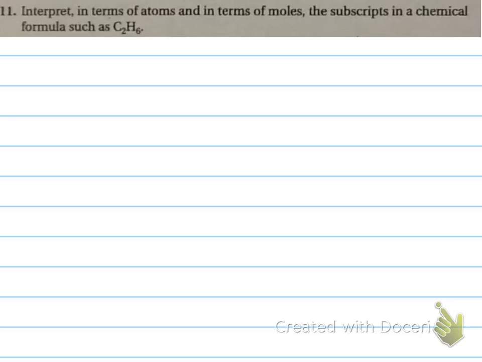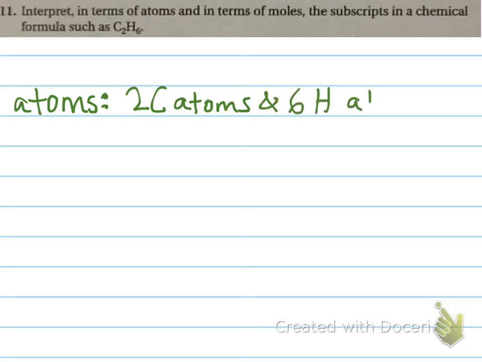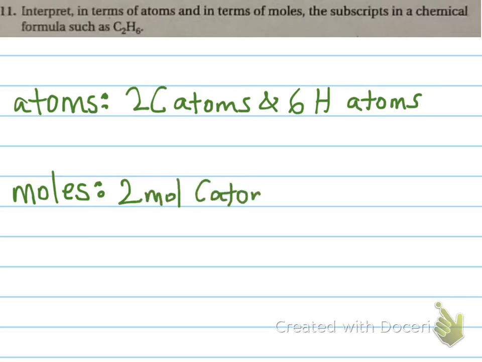Number 11, interpret in terms of atoms and in terms of moles the subscripts in a chemical formula such as C2H6. People often make this harder than it needs to be. In terms of atoms, this is 2 carbon atoms and 6 hydrogen atoms. In terms of moles, it works the same way. In terms of moles, there are 2 moles of carbon atoms and 6 moles of hydrogen atoms. So it doesn't require any math to answer this question, okay? It's just interpreting it this way.